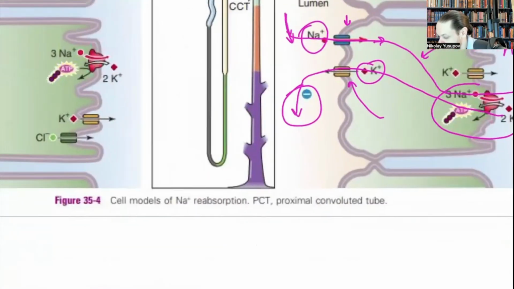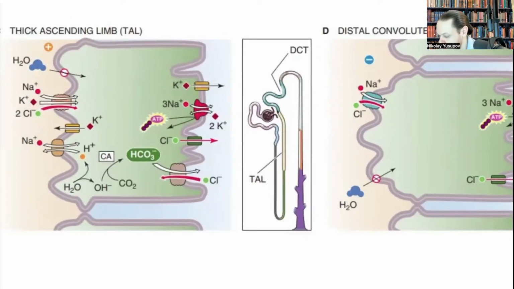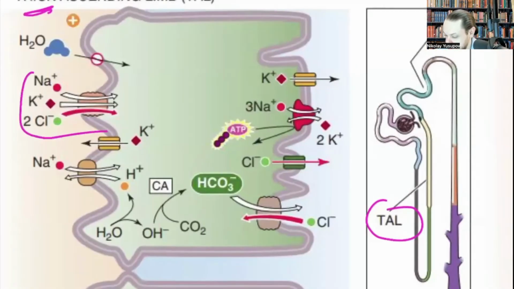So we talked about that. This is just a little location of these. The thick ascending loop of Henle is where we found our furosemide blockade.